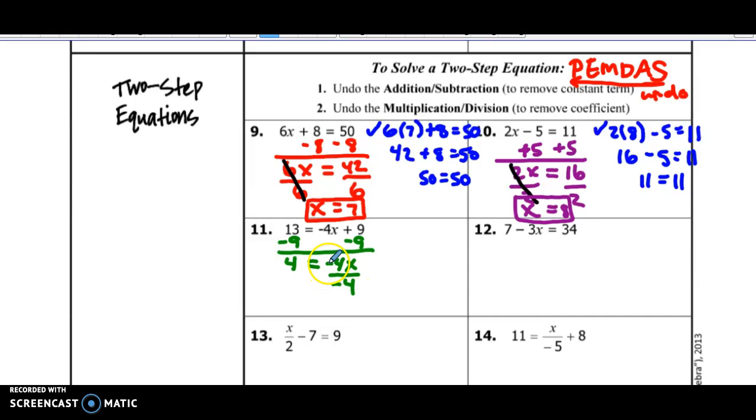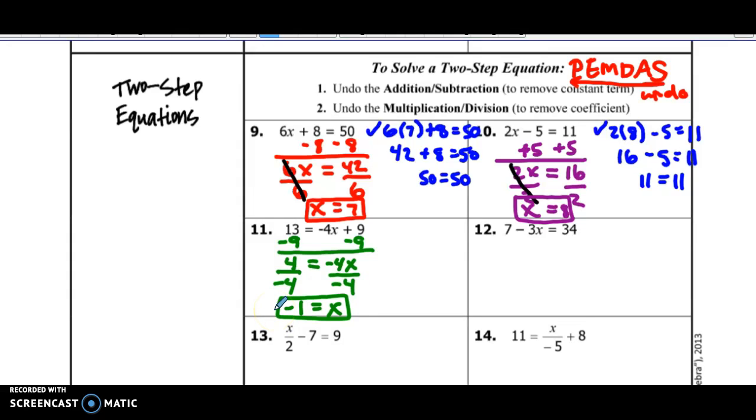Negative 4x means negative 4 times x. So the opposite of multiplying by negative 4 is to divide by negative 4. Whatever I do to one side, I have to do to the other. 4 divided by negative 4 equals negative 1. And that is my solution. I've gotten x by itself.